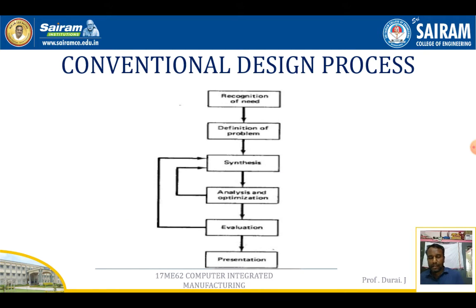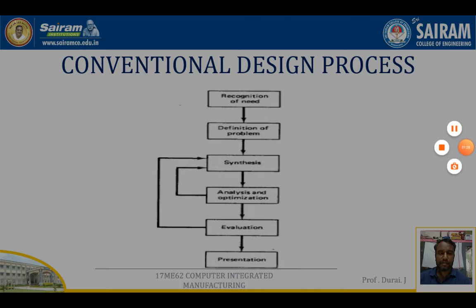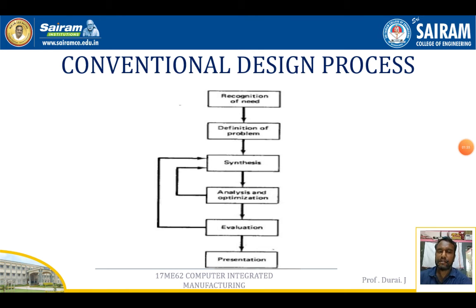Then comes the conventional design process. Before going into the computer-aided design process, first we are going to discuss the conventional design process. In the conventional design process, everything is done by manual work. If we are drawing on sheets and any small mistake occurs, again we need to start from the beginning itself. So it is an iterative process. The conventional design process is an iterative one.